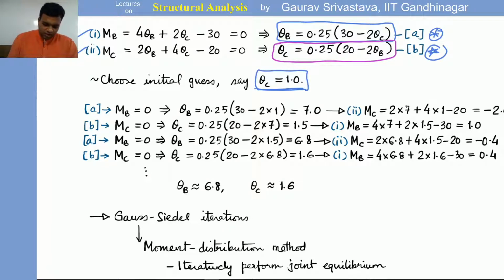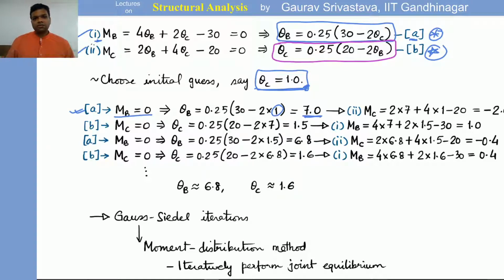So we start with an initial guess of theta c. When we satisfy the equation A, what we are saying is that moment at B is getting balanced. So this equation A is originating from equation 1, which is moment balance at B. Let's say we start at theta c equal to 0. We put it here in A, and we get some value for theta b.